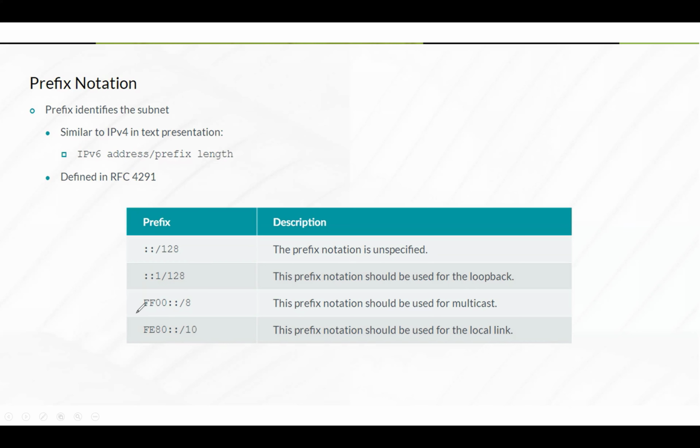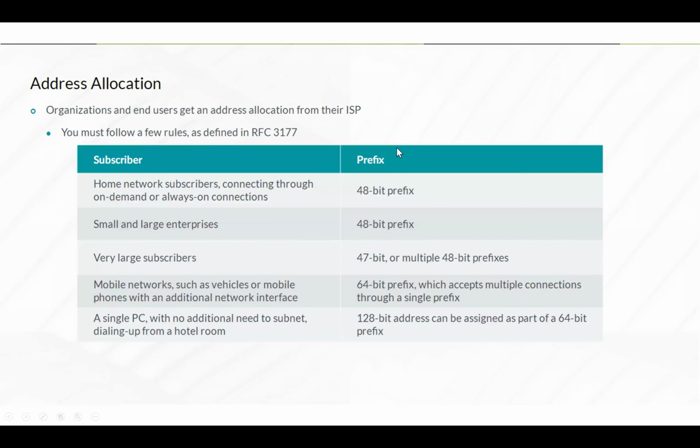And FF00 double colon slash 8 is for multicast. And FE80 double colon slash 10 is for link local. This tab is basically address type, nothing else. We have to remember those address types.